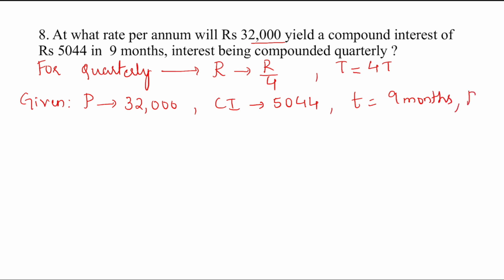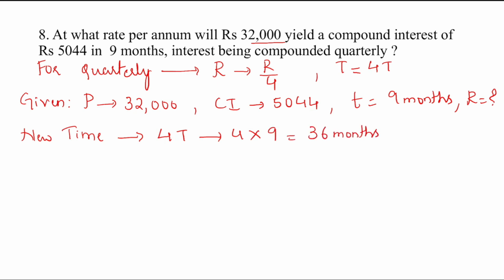Now the new time is what? It is 4 into t. So 4 into the time, which is 9 months. 4 into 9 is 36 months. But we can convert it into years. So 36 divided by 12 will give us 3 years. So 36 months is nothing but 3 years.